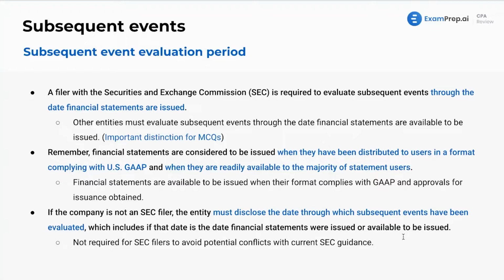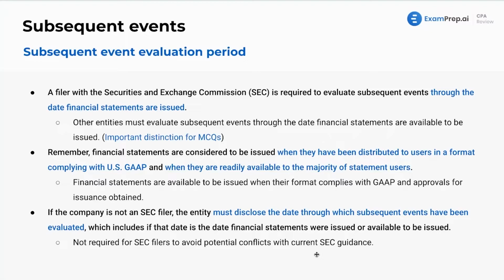So this one, again, could be a multiple choice question about it. We need to specify the date that we stopped looking for subsequent events, because if a big fire happened the day after the subsequent event period, well, you want to let it be known that, hey, we didn't really look after that date, so that wouldn't have been included, even if it was a big deal. So not required for SEC filers to avoid potential conflicts with current SEC guidance.